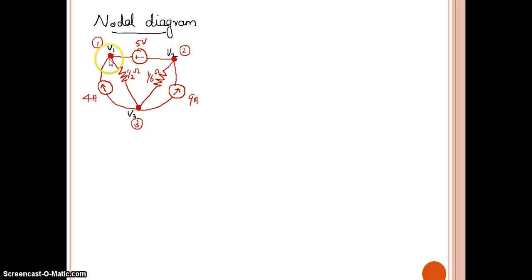So we cannot apply Kirchhoff's current law here because these 2 branches have current, but this branch does not have any current shown. So if this current is not shown here, to this node alone I cannot apply Kirchhoff's current law.